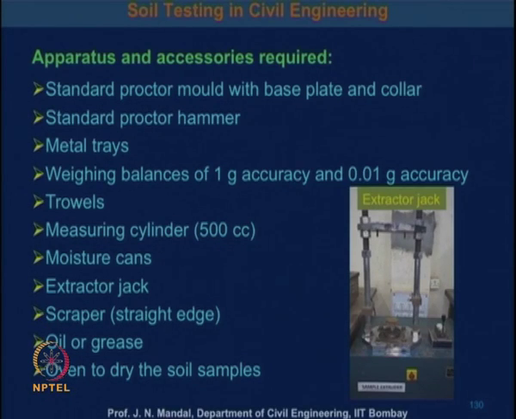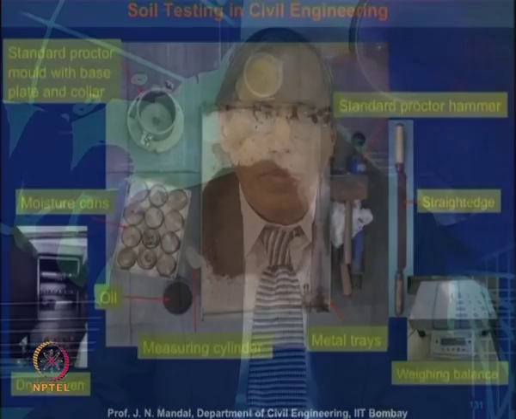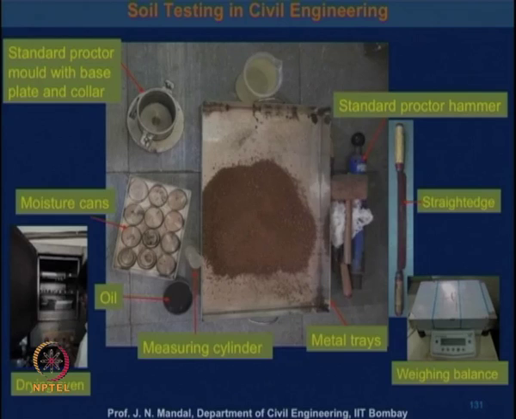moisture cans, an extractor jack, and a scraper, that is a straight edge. You require oil and grease, or an oven to dry the soil sample. So, these are some of the equipment which is required for the compaction test.